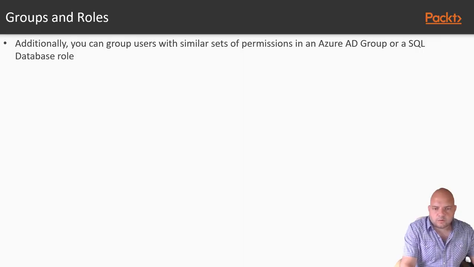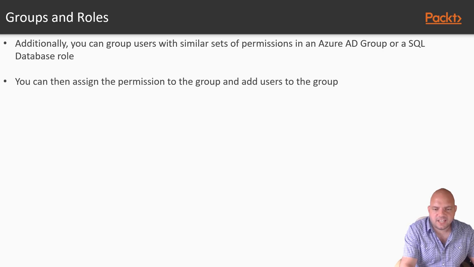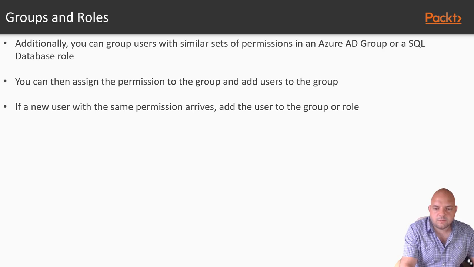Groups and roles. Additionally, you can group users with similar sets of permissions in an Azure AD group or a SQL database role. You can then give permissions to the group and add the user to that group. It makes managing your security model a little bit more straightforward. If a new user then comes in with the same permissions or needs the same set of permissions, we can simply add that user to that role or group.